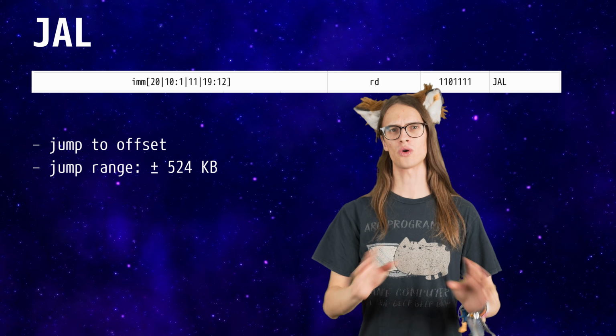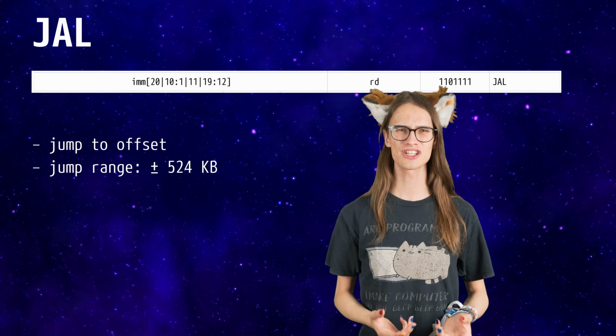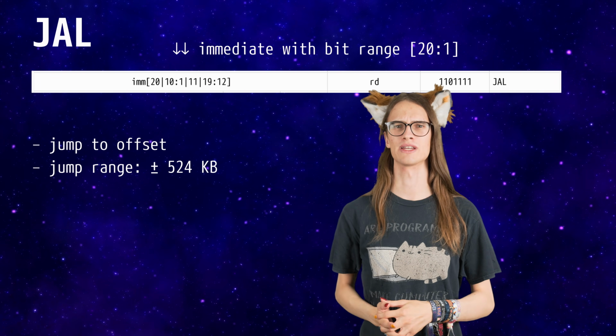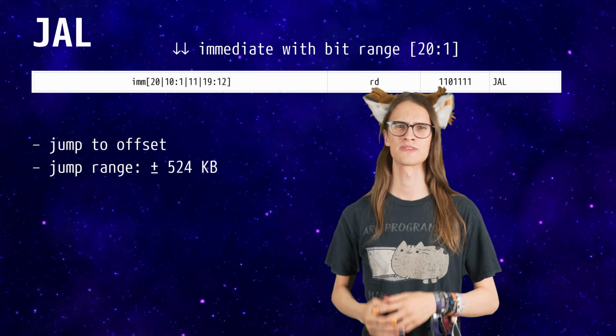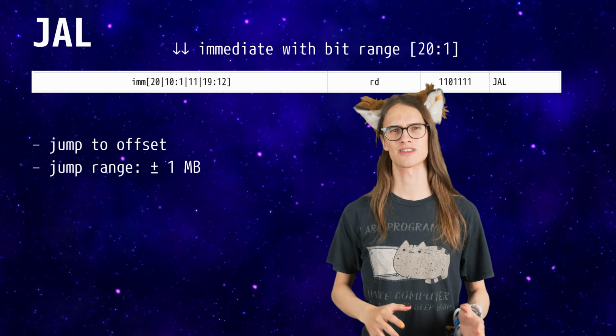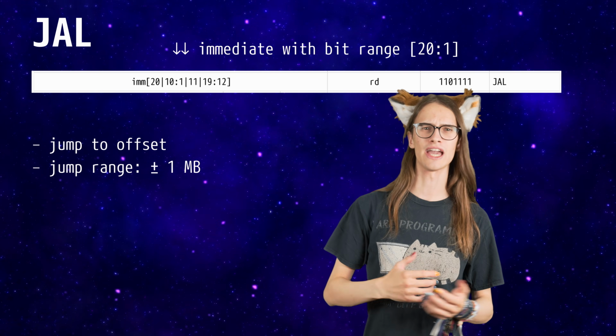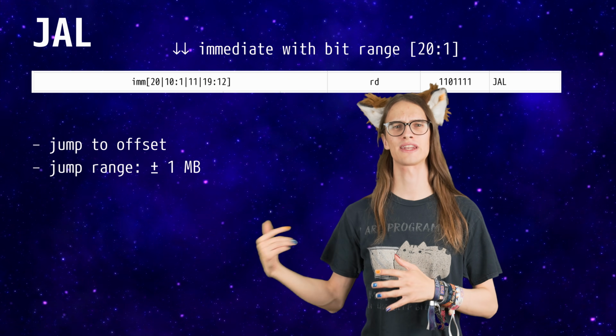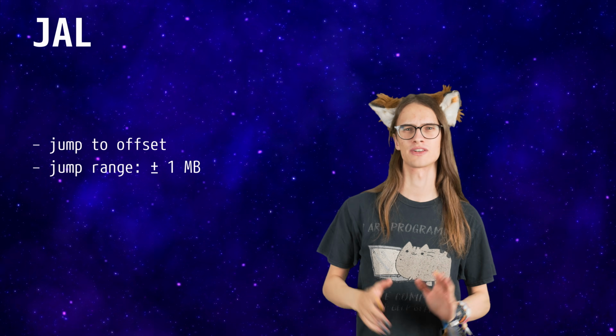Almost correct. Since all instructions are at least 16 bits large, we don't need to specify the lowest bit. It will always be 0. So we double the range to about 1 megabyte in either direction. That's quite a lot of code. If we're lucky, any function we call will be within that range. This was the boring part of jumps, and all of them work this way, though with different ranges.